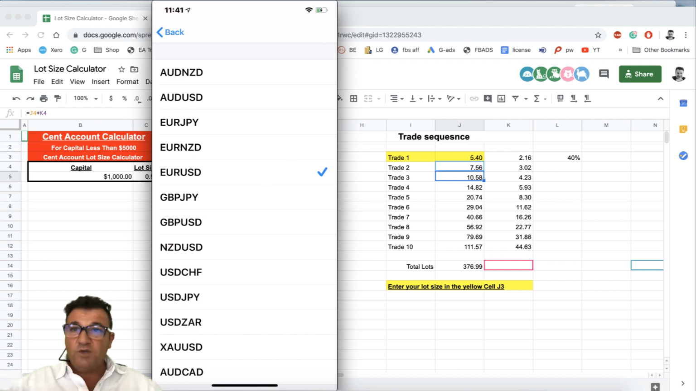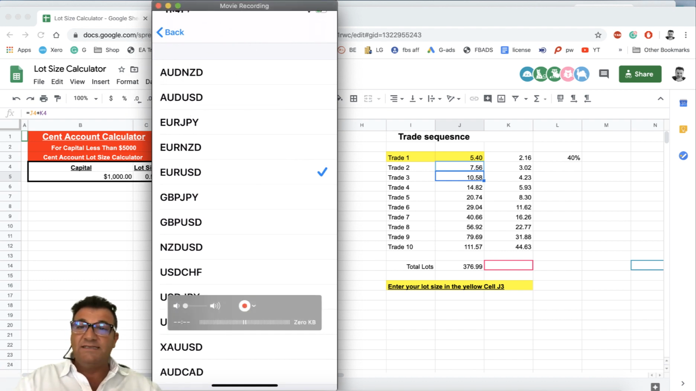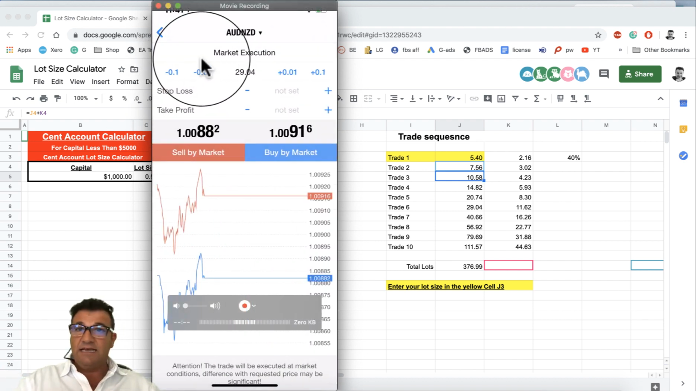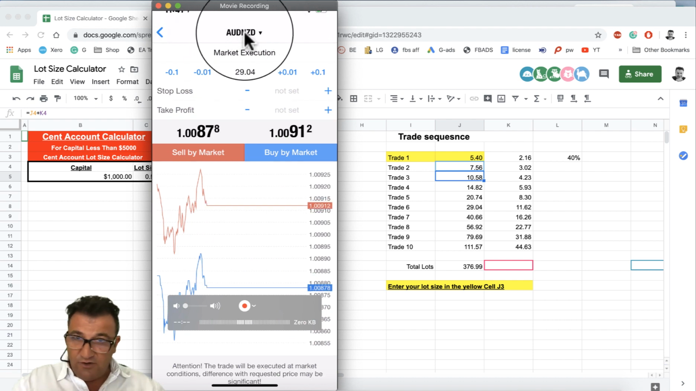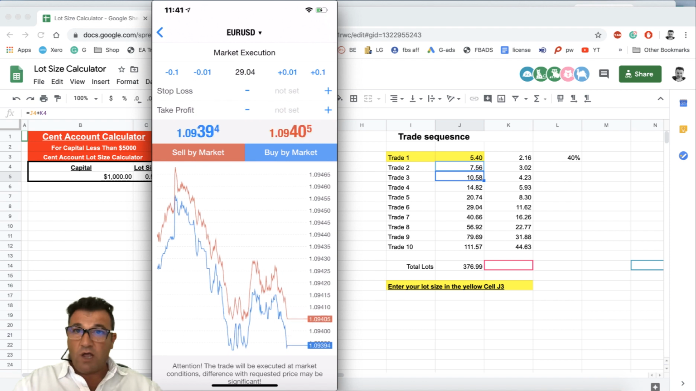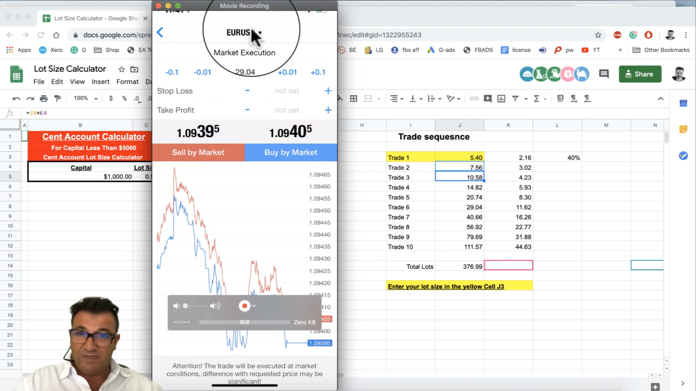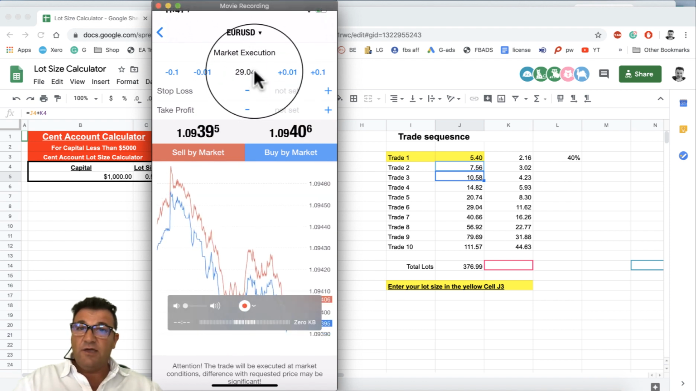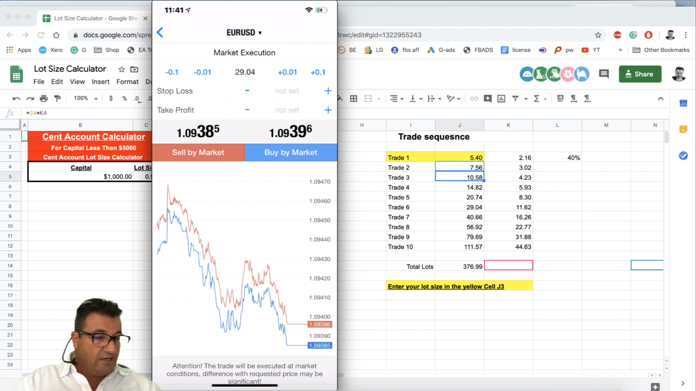When you first open it up, it's going to default to AUD NZD, and don't place a trade for AUD NZD because you don't know what's happening with that currency. You must make sure that you're opening a trade for the currency that you are going to be trading, in this case Euro, US dollar. And then over here you can put in the lot size that you're going to be trading.